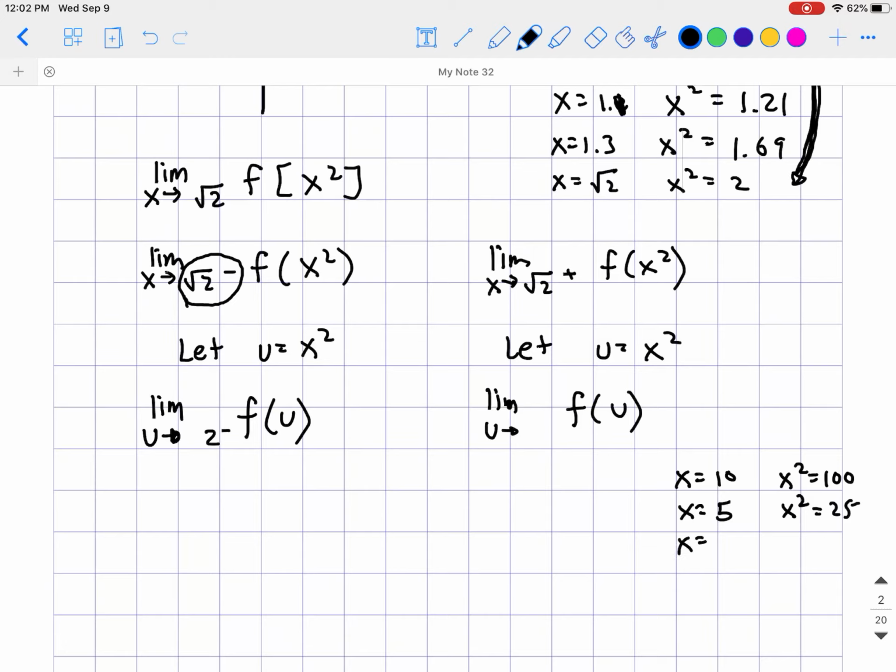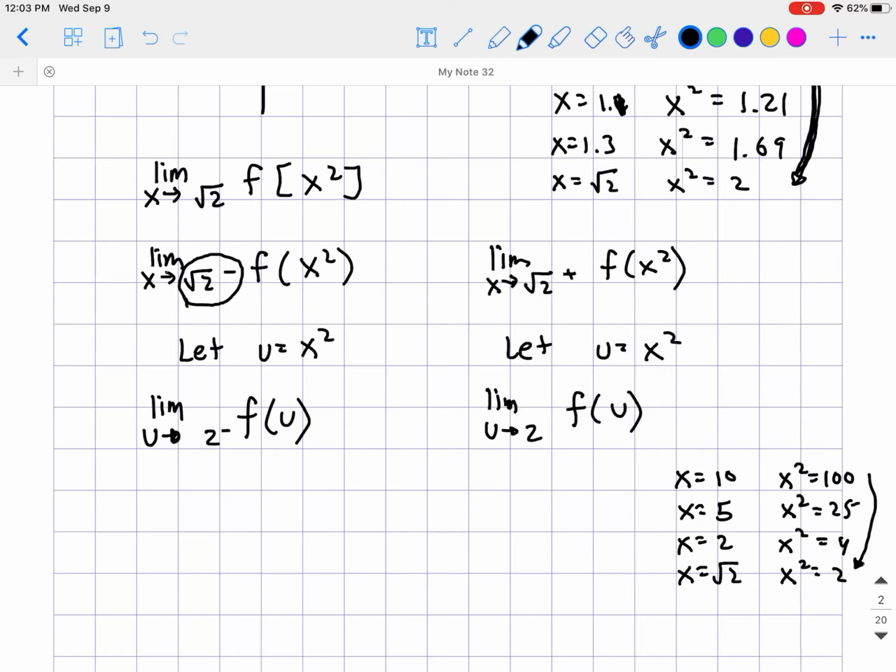X is equal to 5, so x squared is equal to 25. X is equal to 2, so then x squared is equal to 4. And then finally, x is equal to root 2, and so x squared is equal to 2. So just like on the left-hand side, x is approaching root 2, and we're also going to get the limit as u is approaching 2, because that's what you're getting numerically.